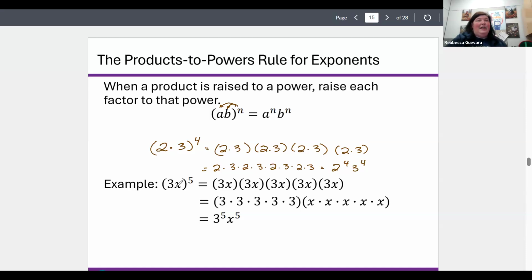Same thing here. So I have 3x to the power of 5. That's 3x times 3x times 3x times 3x times 3x. Put all the 3's together, put all the x's together, because we can do this by the commutative property. That is 3 to the power of 5 and x to the power of 5.